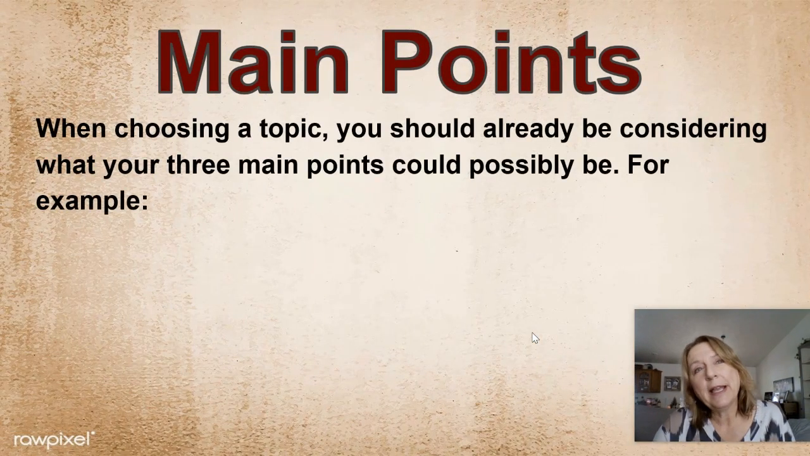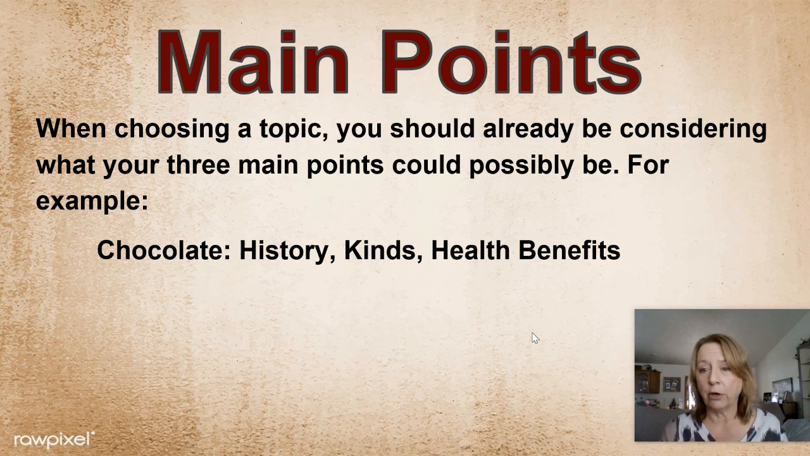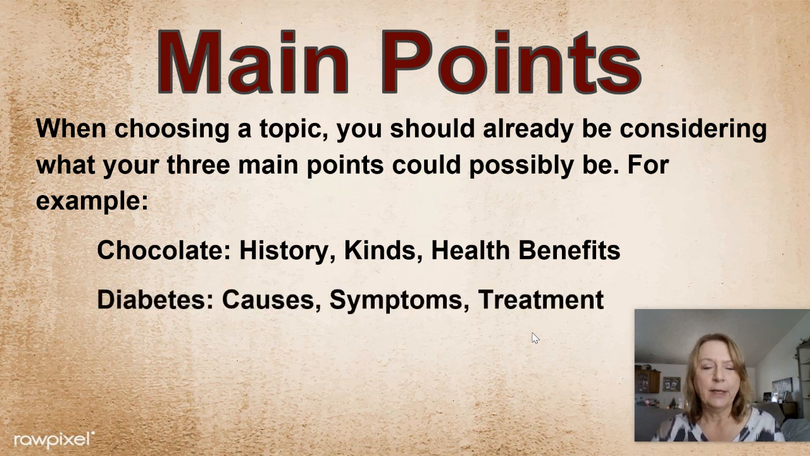Okay, so when you're picking a topic, you got to think, what could my main points be for this speech? You have to keep that in mind, otherwise, it might not be a good topic. So maybe you want to do a speech on chocolate. Possible main points could be, what's the history of chocolate? How was it discovered? How did it grow in popularity? You could talk about the different kinds of chocolate. And then you could do one on the health benefits, especially dark chocolate has a lot of health benefits.